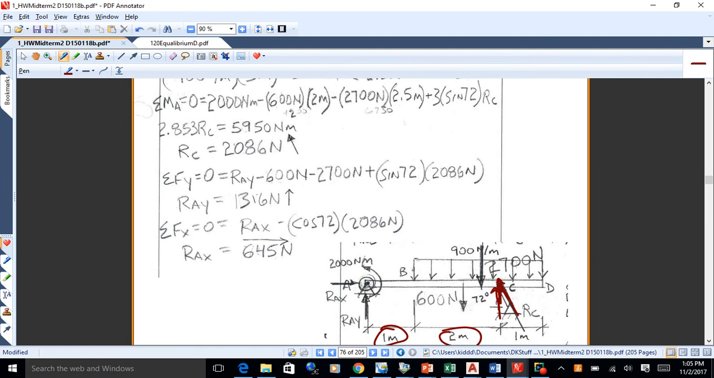Question: where did the 2,700 newtons come from again? The 2,700 newtons is the distributed load from B to D, which is 900 newtons per meter. So times 3 is 2,700. And it goes in the middle of the load, not in the middle of the platform, but in the middle of the load, which puts it 2.5 meters from A. Okay. All right. So we're doing all right with that? Questions on that?